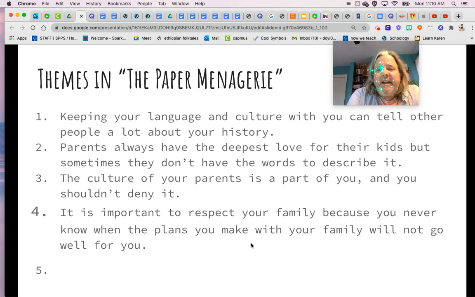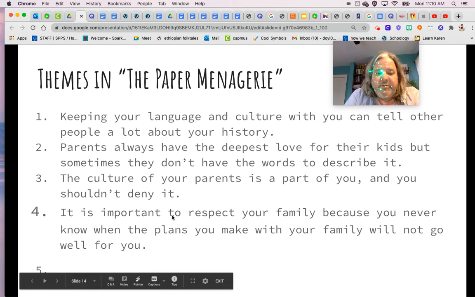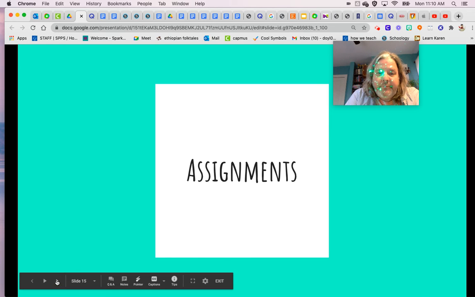So the first thing I asked you to do was to think of some themes in The Paper Menagerie, and these are some that some students came up with. And so we're going to work on writing an essay that talks about these themes and how they connect with each other and how they are connected to choices the author made.